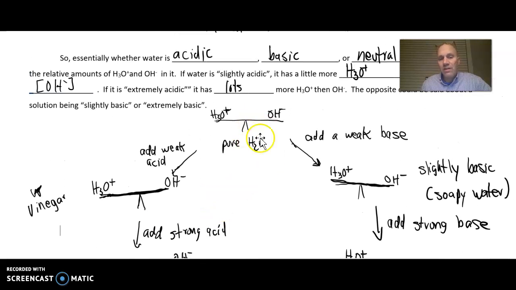All right, but what if you took pure water and you added a little bit of a weak base? And we're going to talk about what it means to be a weak base versus a weak acid in just a second. Well, instead of these things being level, it's going to tip it a little bit towards the hydroxide. So once you add that weak base, in the solution that you make, you're going to have a little bit more hydroxide than you do H3O plus. And that's going to make that solution slightly basic. A good example of that would be soapy water.